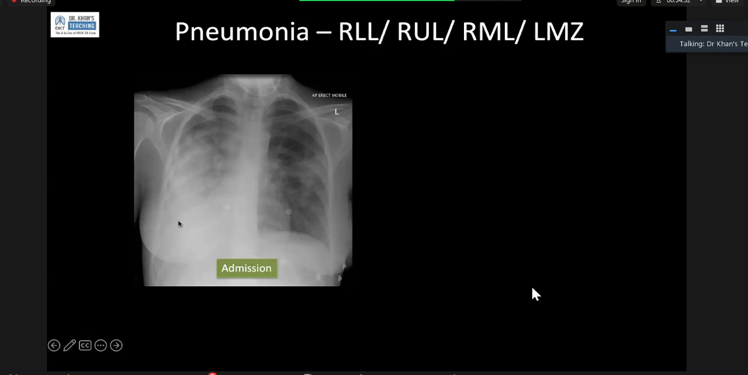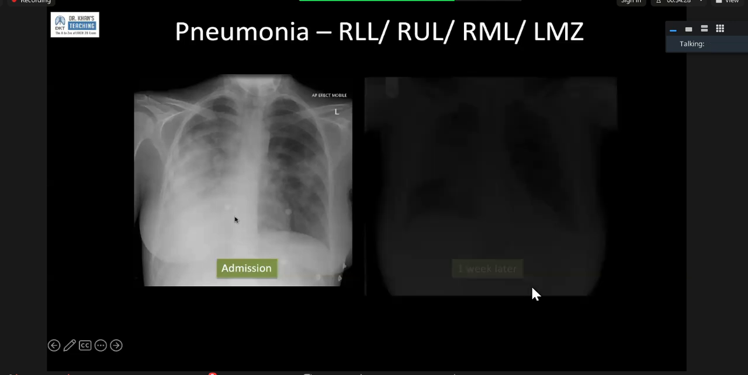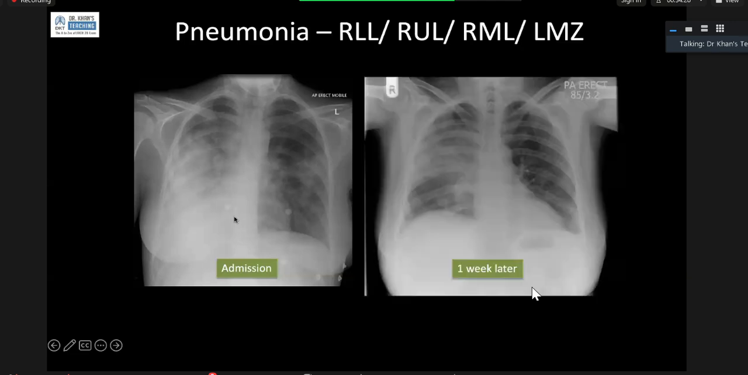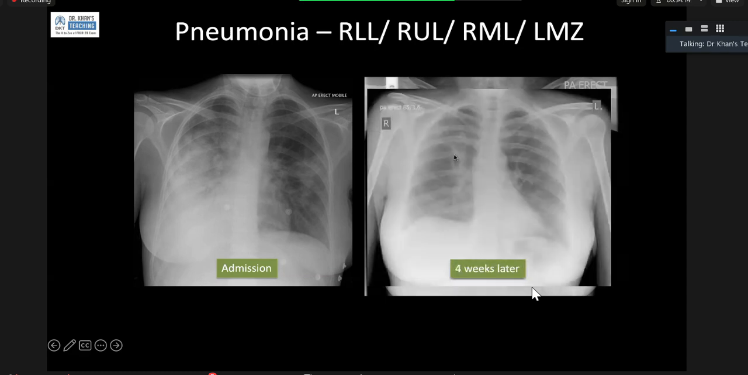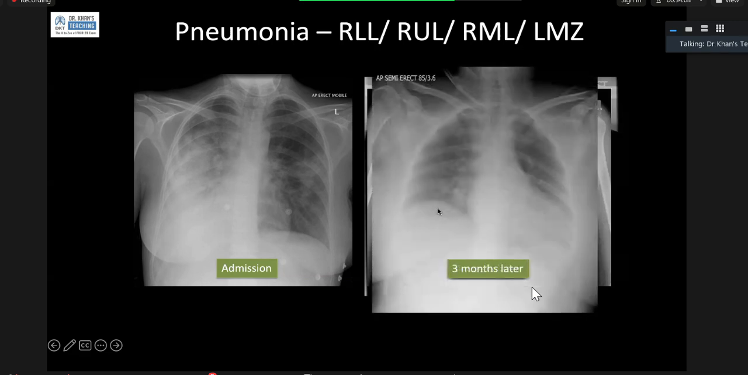So this is the X-ray at the admission time. So we are treating him with antibiotics, and this is the X-ray at 1 week later. Most of the consolidation has cleared, and this is about residual consolidation happening in the right lung. And then 4 weeks later, most of it has cleared. Very little patches left there. And 3 months later, it's fully resolved.